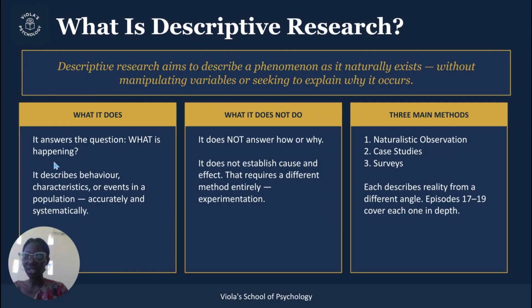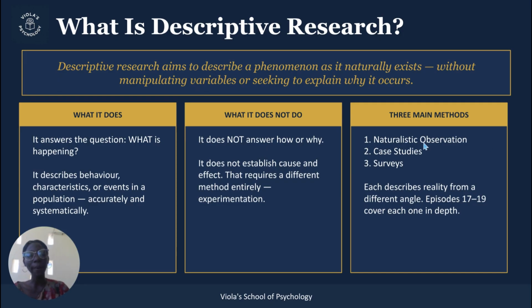Also, it answers the question what is happening. All right, not how, not why, just what is actually there. Okay, so that is what it does. Also, it does not establish cause and effect. All right, it does not manipulate variables. That's not its job. That belongs to experimental research, and we are going to learn about experimental research soon.